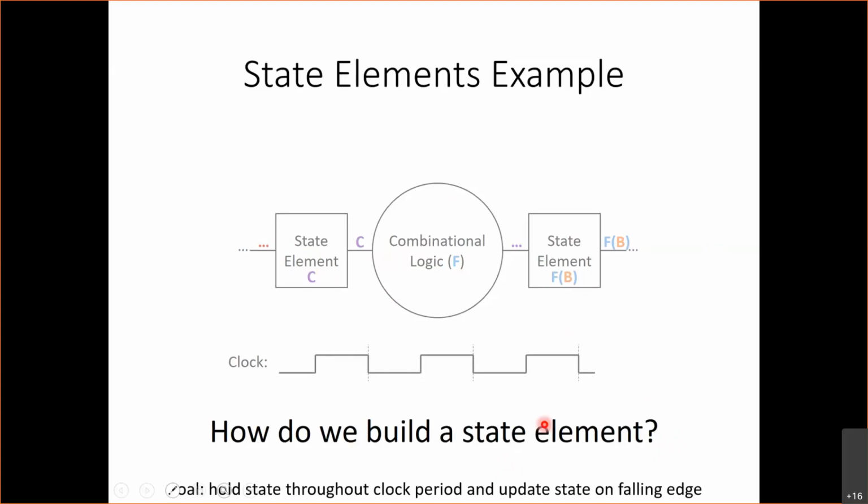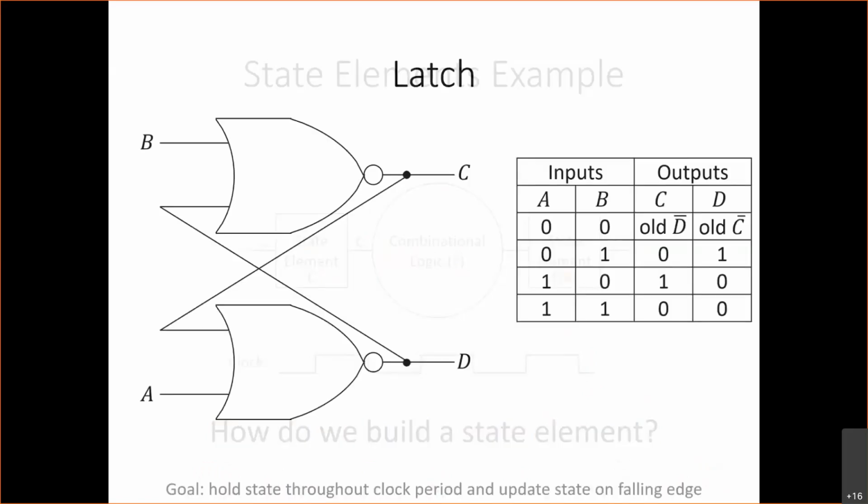So again, I wrote the goal down here. I'm going to keep it down here for the rest of the lecture. Our goal is we want to hold the state throughout the clock period and update the state on the falling edge, because here we're considering that the falling edge is the active edge. So let's see how we can do that. In the first example, we're going to look at a configuration of logic gates called a latch.